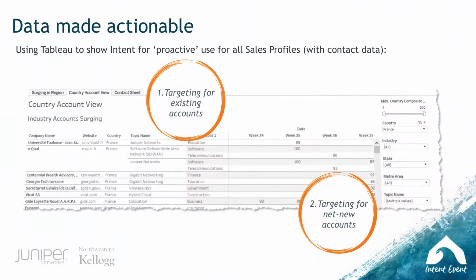The second pillar is targeting net new accounts. That is a dashboard that is, I would say, more widely used by the sales teams, and it is really about enabling them to create targeted lists to go after. And I think it's easiest to make an example here.